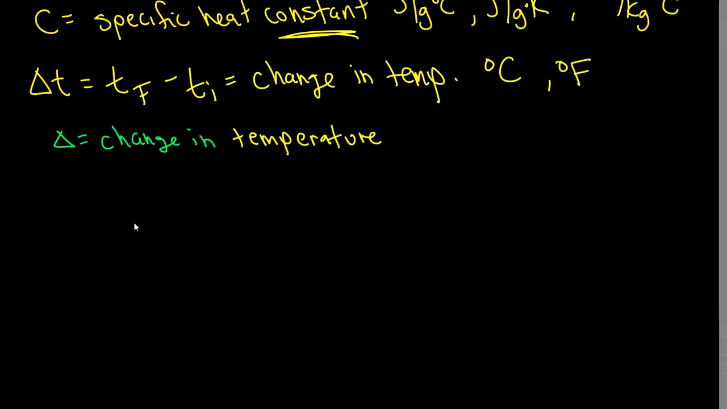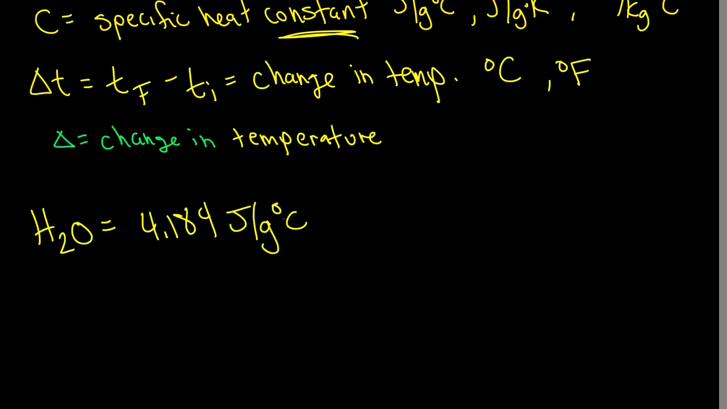Water, for example, has a specific heat of 4.184 joules per gram degrees Celsius. That means in order to change 1 gram of water 1 degree Celsius, you need 4.184 joules. In comparison to that, we have iron. Iron has a much lower specific heat. It is 0.44 joules per gram degrees Celsius. Iron doesn't require near as much energy to change its temperature as water does.